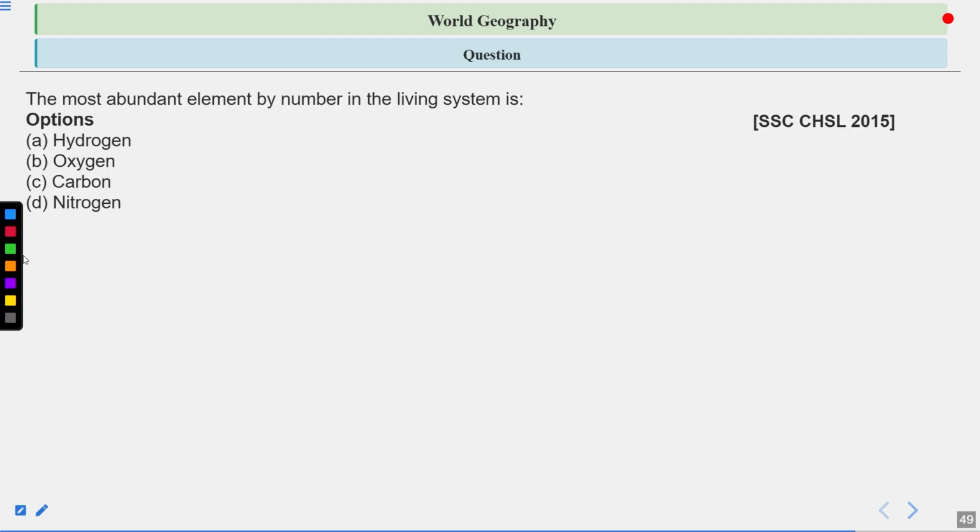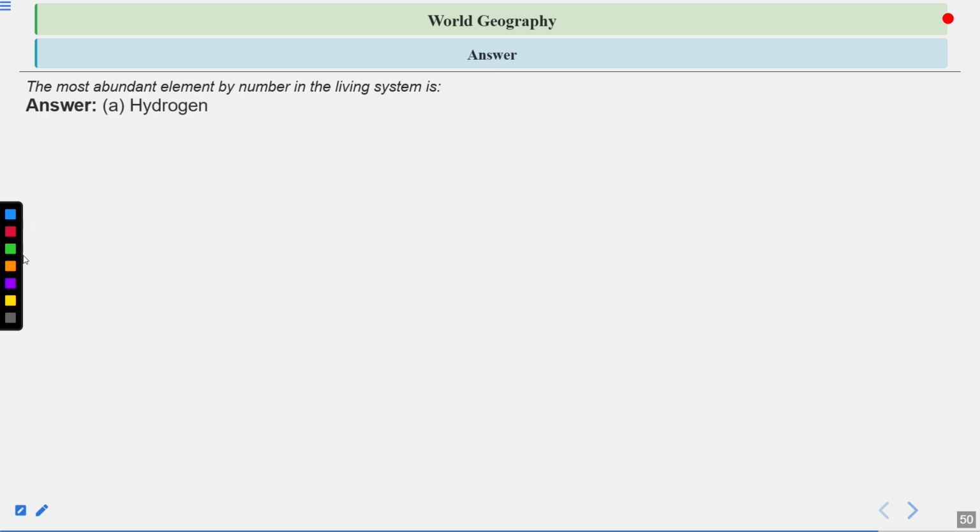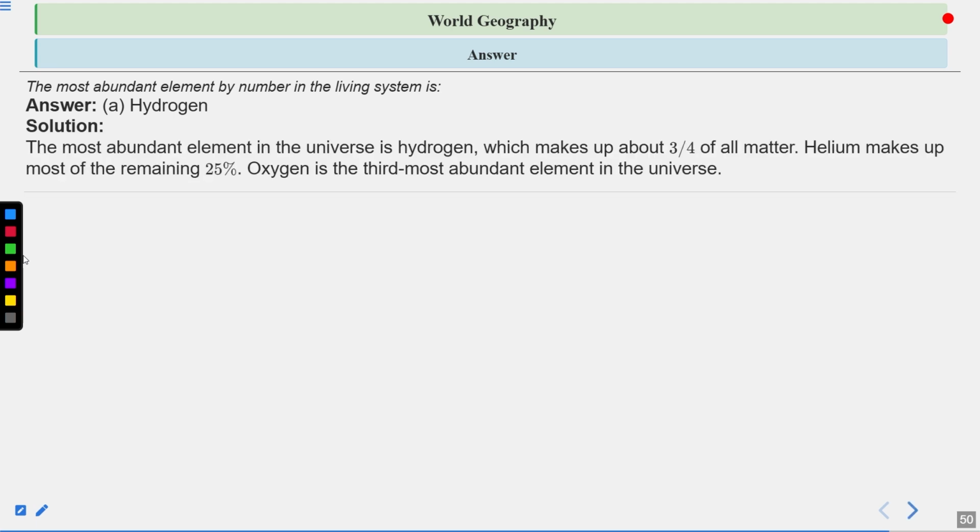The most abundant element by number in the living system is hydrogen, oxygen, carbon, or nitrogen. So the most abundant element that is found in the living system is hydrogen. So most abundant element in the universe is hydrogen, which makes up about 3 by 4 of all matter.